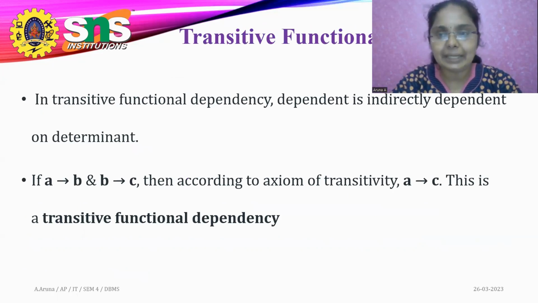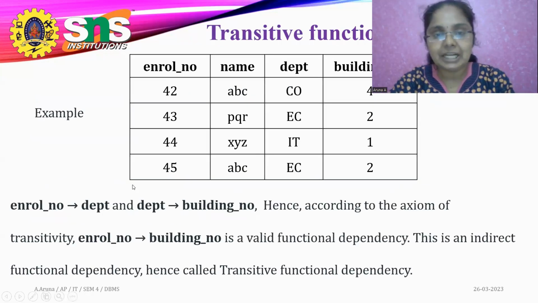The next thing is the transitive functional dependency. This is an indirect dependency. So if we can identify the determinant value indirectly, then we can call it a transitive functional dependency. Here A tends to B and B tends to C. So indirectly A automatically tends to C. These types of dependencies we can call transitive functional dependencies.